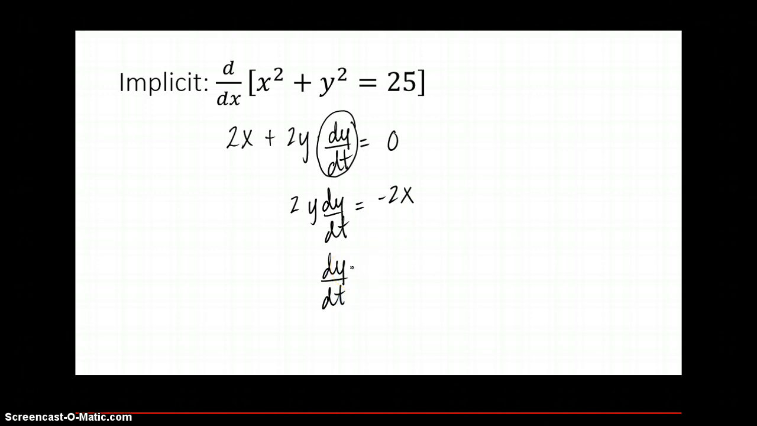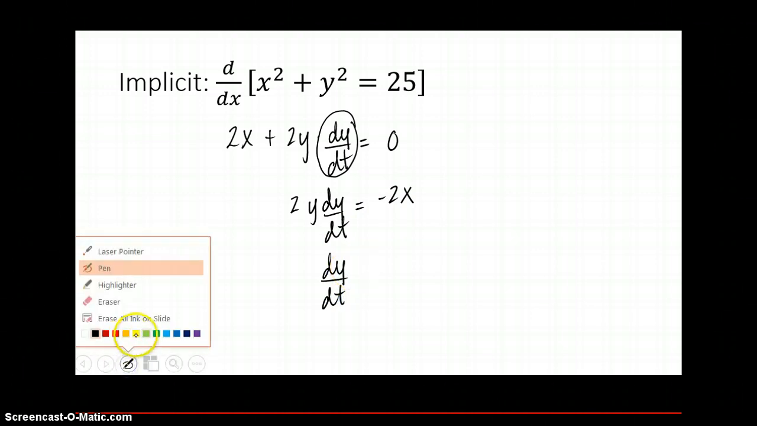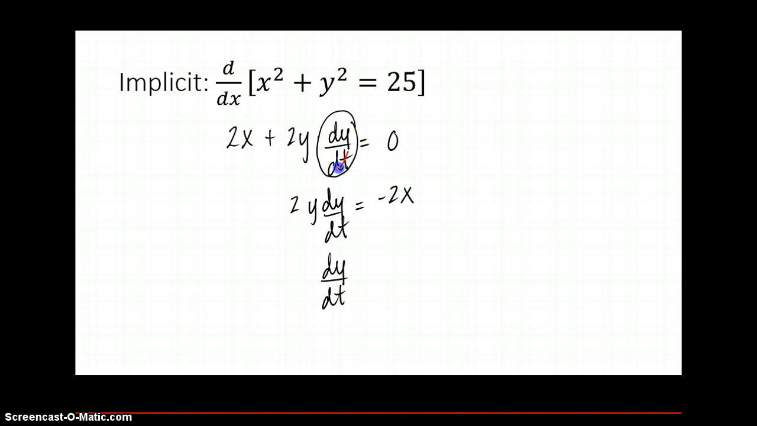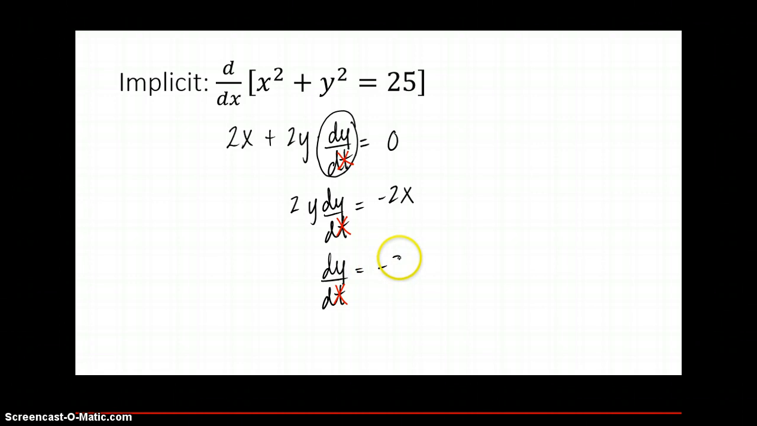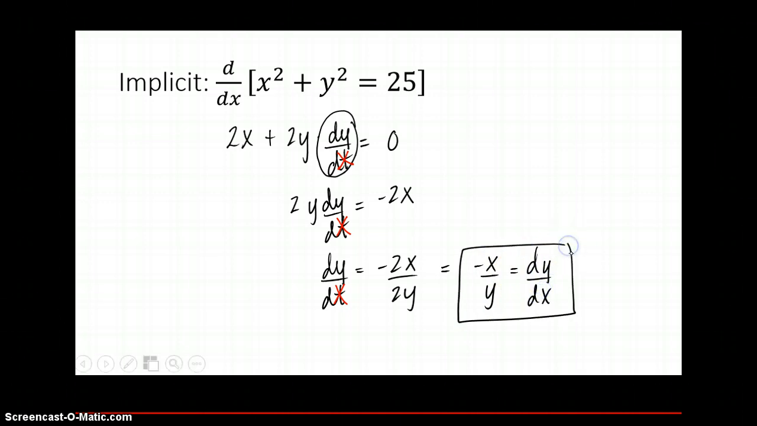Oh, I don't know why I'm doing dy dt, because that was the previous problem. Dy dx. Dividing by 2y, and then we can just cancel out those 2's. So this would be the derivative of that function with respect to x.